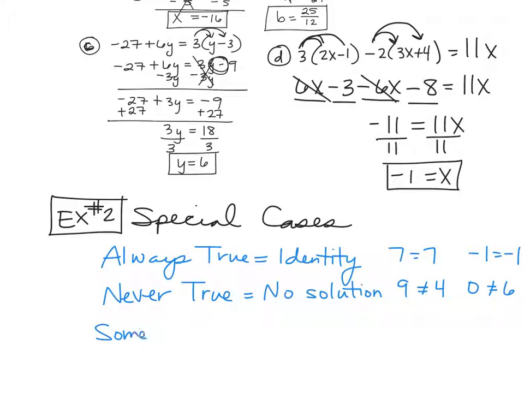Sometimes you'll have some that are sometimes true, and those are the ones you're used to. That's when you have one solution. So that's when your variable sticks around, like x equals 6 or x equals negative 2, or x equals a value that is sometimes true, okay? Okay, so let's try a couple of those.